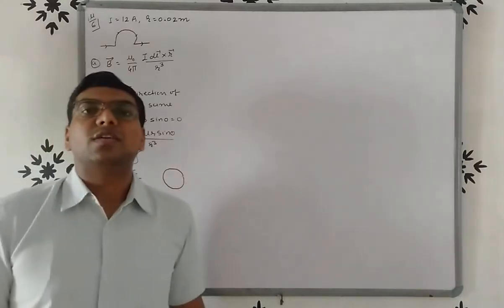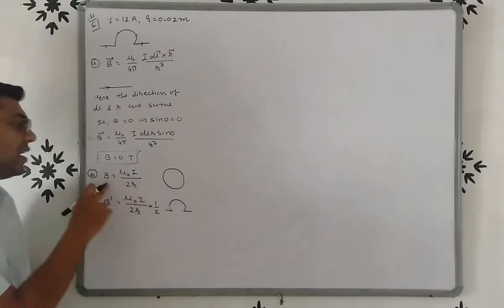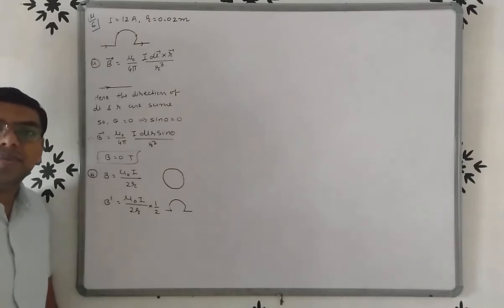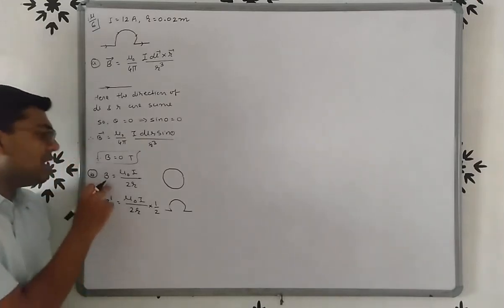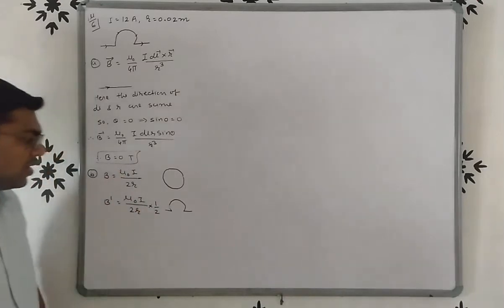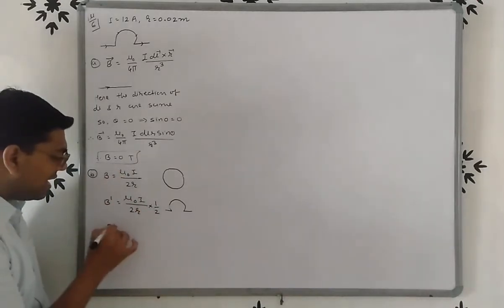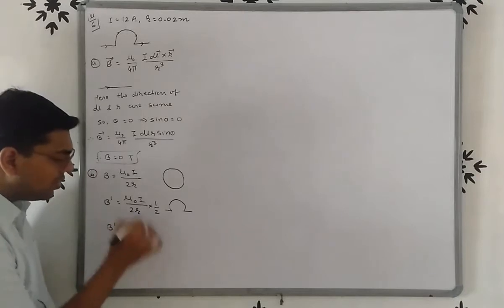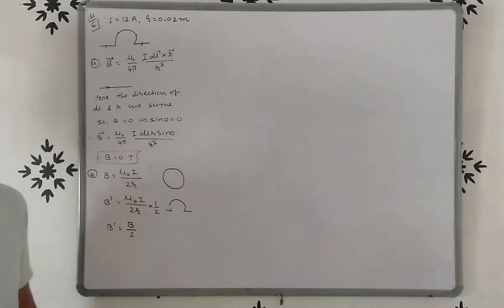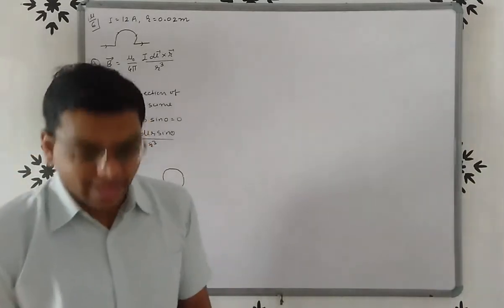So for a circular coil, magnetic field will be mu 0 I upon 2R. But if there is a semicircular coil, then magnetic field will be half of the total magnetic field B. So B dash is equal to B by 2, that is, mu 0 I upon 2R by 2. Or here we can also say that B dash is equal to B by 2. So the magnetic field will be halved if there is a semicircular coil.